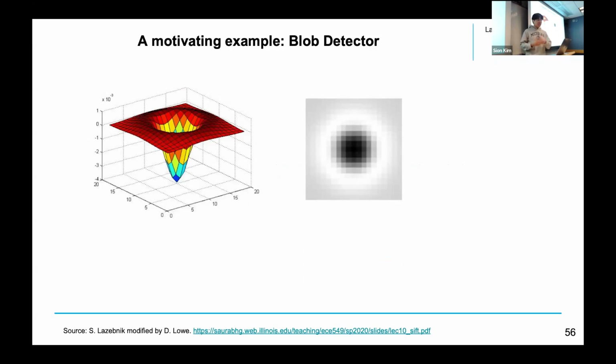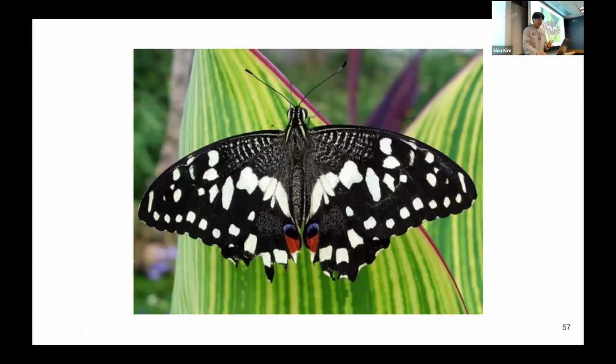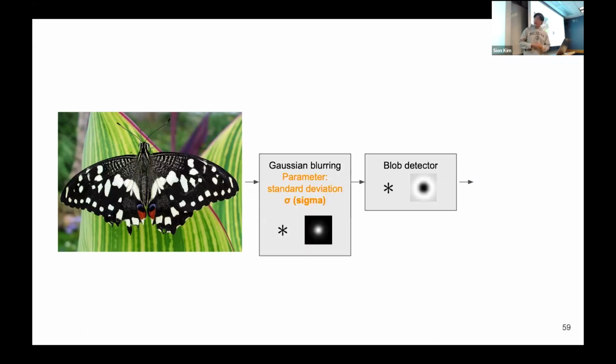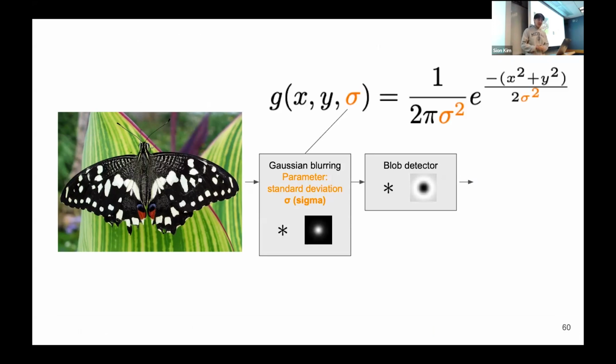This is a blob detector, a Laplacian, but you don't really need to understand that. We're just going to look at what it does. This is a butterfly, and as you can see, there are various blob sizes, and if you do a blob convolution over this, we should detect these blobs. The typical procedure is a Gaussian blurring and then the blob detector. But the Gaussian blurring has a standard deviation, shown here.